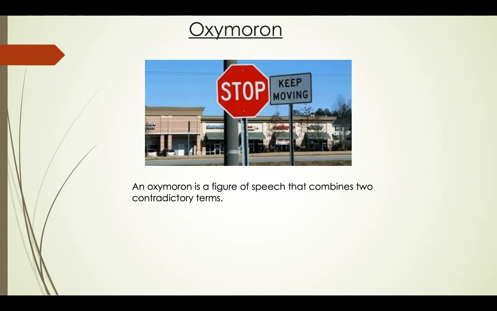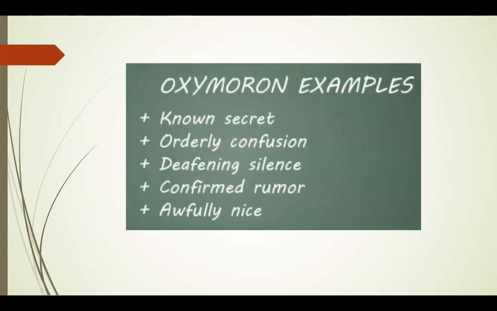Okay, so they are contrasting. And what is oxymoron? An oxymoron is a figure of speech that combines two contradictory terms. They have opposite meanings. So let's have a look at some examples. So the first one, known secret. Why is this an oxymoron? Because a secret is not to be known. But if something's known, then it's not a secret. So this is an easy example of an oxymoron.